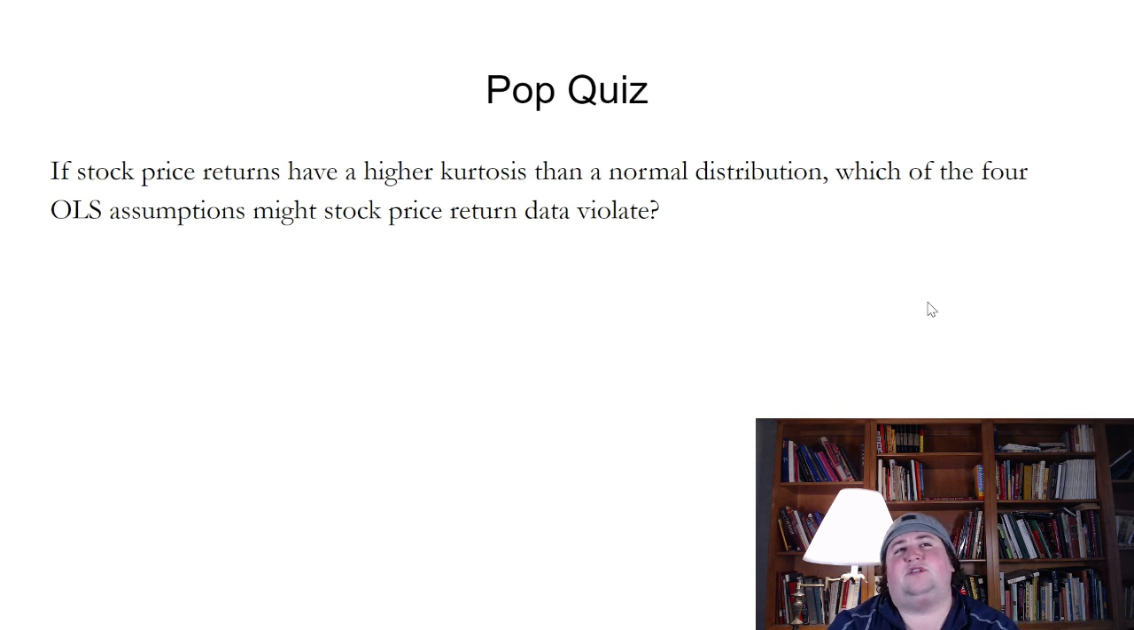So pop quiz: if stock price returns have a higher kurtosis than a normal distribution, which of the 4 OLS assumptions might stock price return data violate? If you think back to the 4 assumptions, it'd be normality, right? The data is likely not normally distributed.